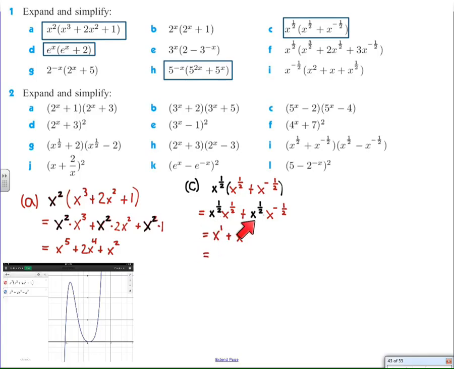Here, x to the 1/2 times x to the negative 1/2, multiply numbers with the same bases, add the exponents, or in other words, this is the square root of x divided by the square root of x, which is x to the 0, or just 1.